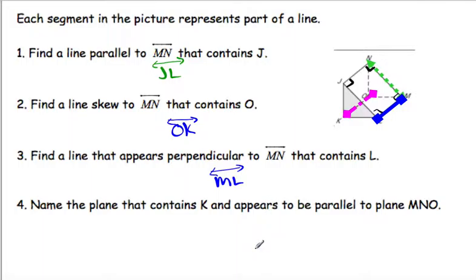Name the plane that contains K and appears to be parallel to plane MNO. Plane MNO is the back part there, that little back triangle, and if we want to be parallel to it, I would say it's this front figure. I'm going to call it JKL. And remember, when you name a plane, you have to put "plane" in front. Plane JKL.